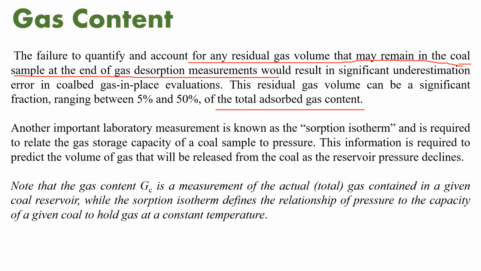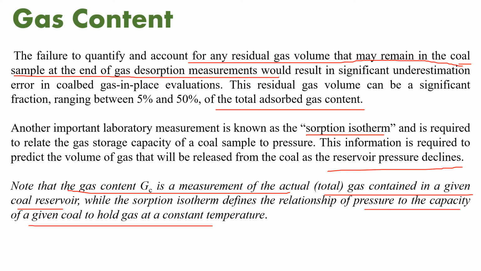Another important laboratory measurement is the sorption isotherm. I will explain this when we look at the Langmuir isotherm. It is required to relate the gas storage capacity of the coal sample to pressure. As reservoir pressure declines, we need to know how much gas will come, so we need to draw the sorption isotherm. Note that the gas content GC is a measurement of actual gas contained in a given reservoir, while the sorption isotherm defines the relationship of pressure to the capacity of a given coal to hold gas at a constant temperature.